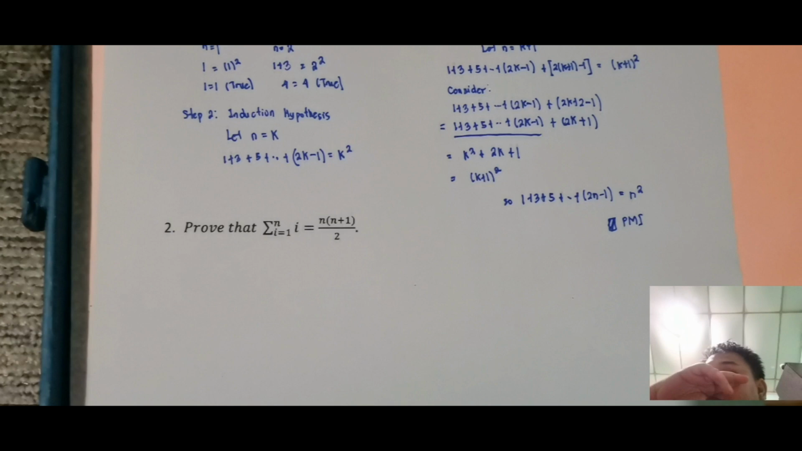Okay, sorry, naisipan din ako. Okay, so prove that the summation of i for i is equal to 1 up to n is equal to n times n plus 1 over 2.